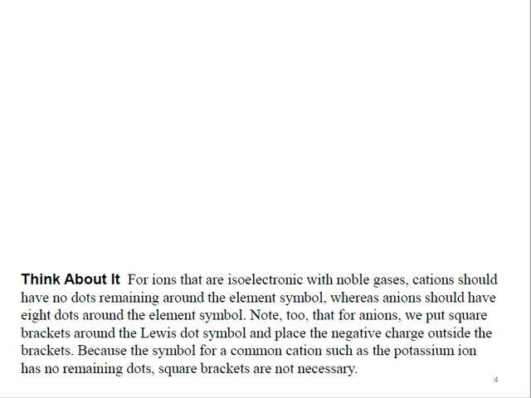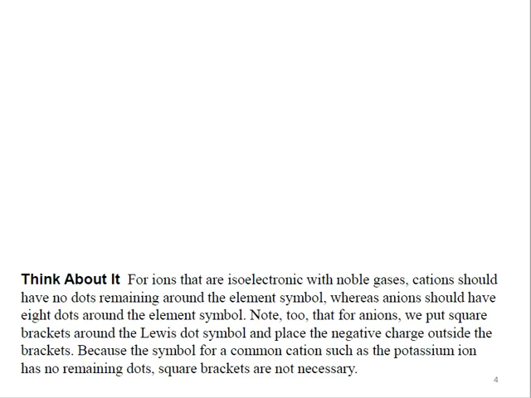So think about it. Here is for ions that are isoelectronic with noble gases, meaning they have the same electron configuration, the cation should have no dots remaining around the element symbol. The anions are going to have more dots, and they should have 8, unless it is something that is trying to match up to be like helium. The purpose of gaining or losing electrons as we start to look into bonding is to achieve a perfect electronic configuration. A perfect electronic configuration meaning those that are like the noble gas.